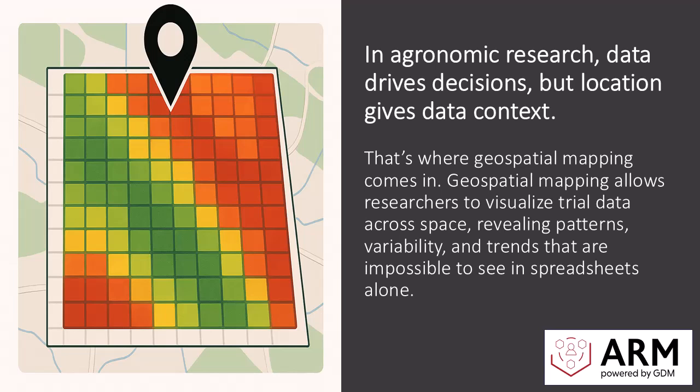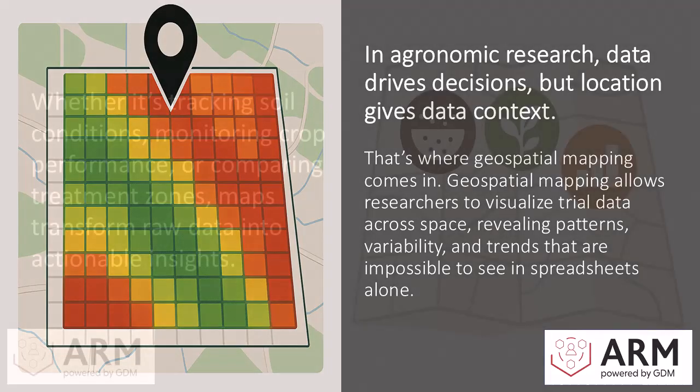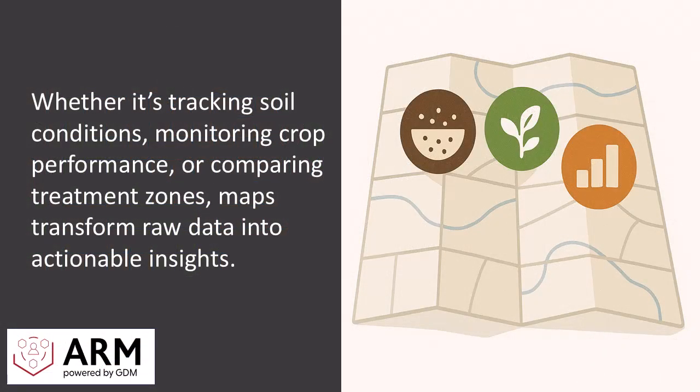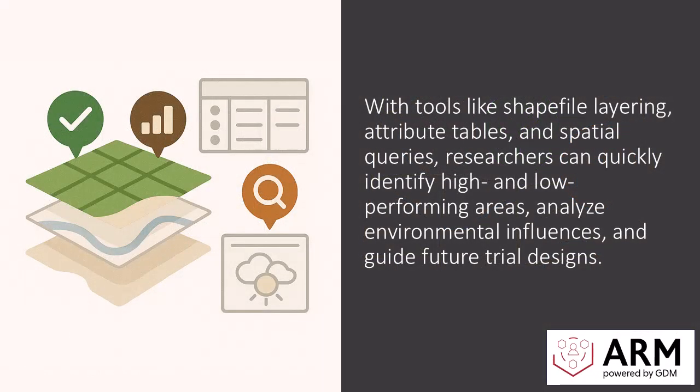Geospatial mapping allows researchers to visualize trial data across space, revealing patterns, variability, and trends that are impossible to see in spreadsheets alone. Whether it's tracking soil conditions, monitoring crop performance, or comparing treatment zones, maps transform raw data into actionable insights. With tools like shapefile layering, attribute tables, and spatial queries, researchers can quickly identify high and low-performing areas, analyze environmental influences, and guide future trial designs.